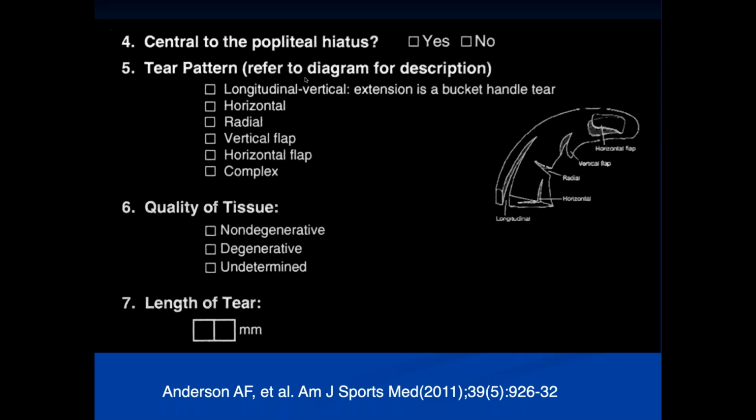And then a complex tear would have two or more of these different patterns within them. And then the description of the quality of the tissues, and that's just how much increased signal intensity was in it. Is it completely black? Is it white? Or is it kind of indeterminate? And then if you have a tear, determine the length of the tear.